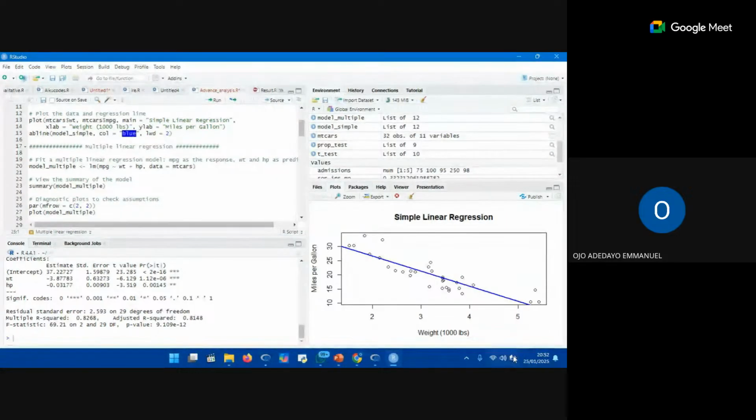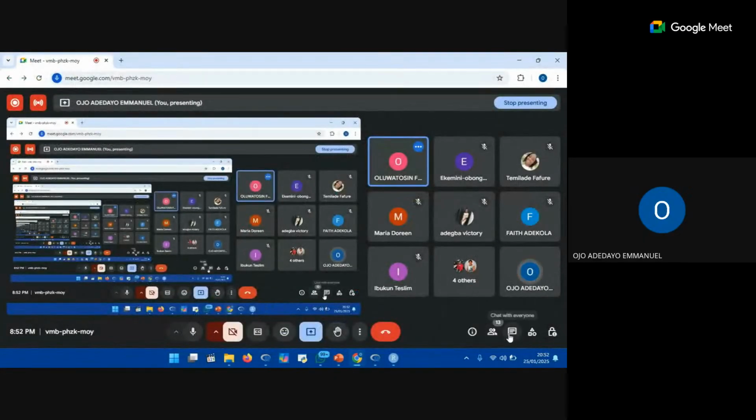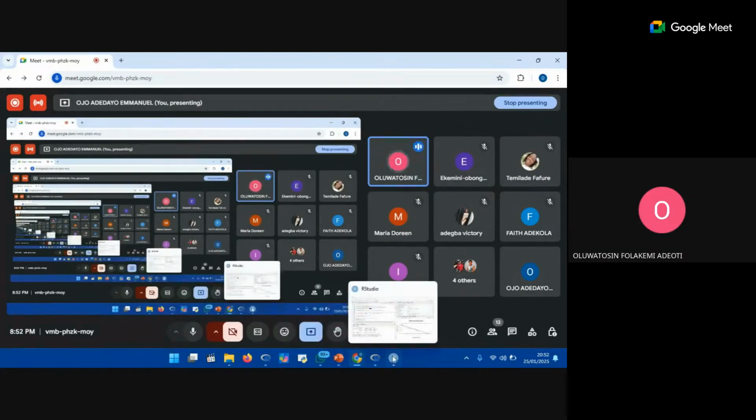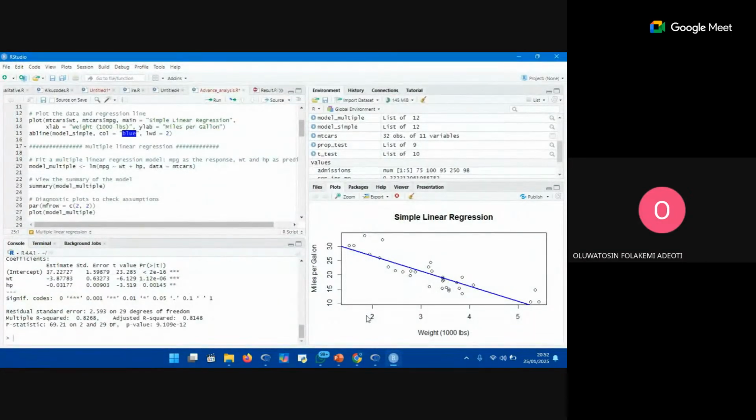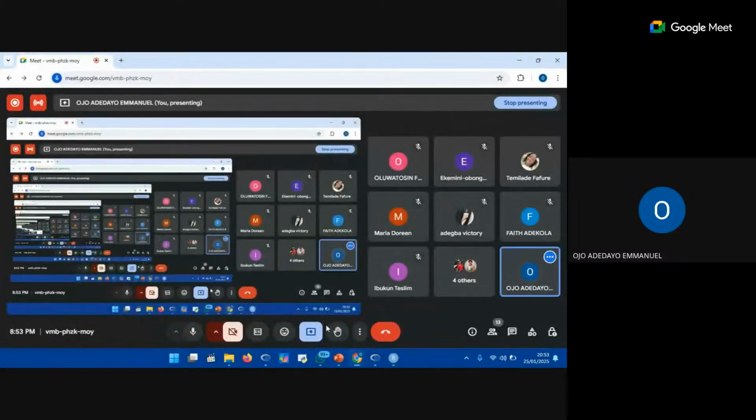Any other interpretation before I give my comment? Yes, sir. Please go ahead. The model can only account for 81.46%, if I'm right, of the weight, while the other variability is the result of an external factor. Okay. Any other interpretation again?